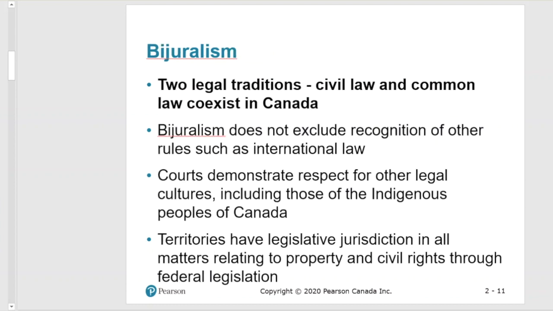Okay? And in Canada, as I mentioned before, both systems exist. So they coexist in Canada. Civil law system only for private matters in Quebec, and common law system for public law everywhere in Canada, and for private law everywhere in Canada except Quebec. Okay?